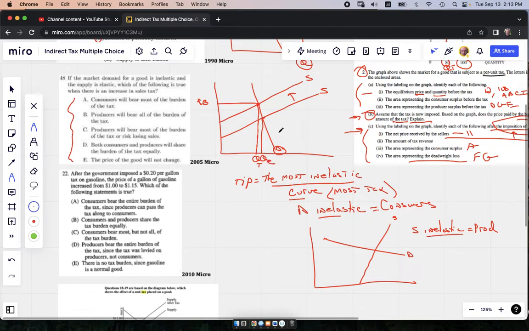Let's call it QE. Now, to find the amount the seller would put in his pocket, we go straight down till we hit the lower supply curve. We bounce to the left. That's what the seller would put in his pocket. All of that's government revenue.